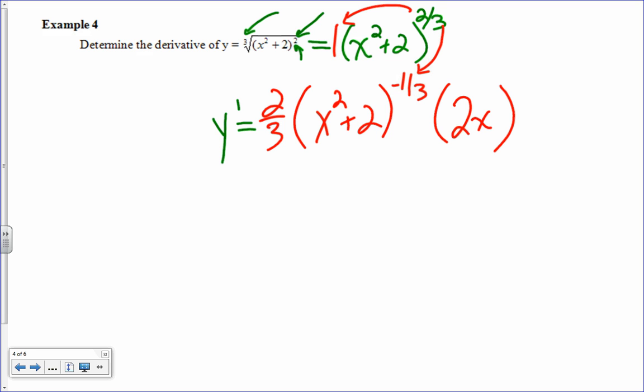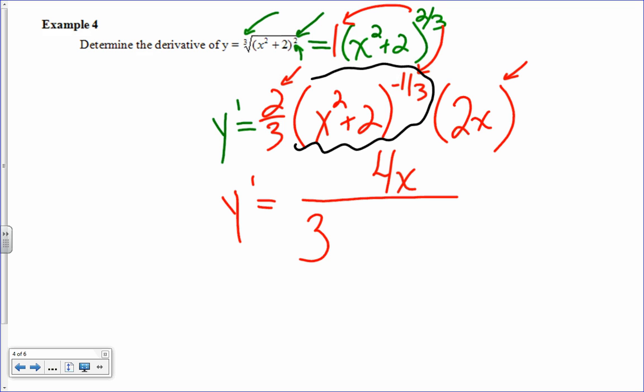This one might take a little bit more to clean up, but we know we got a fraction involved. So there's definitely a 2 on the top, along with a 2x, correct? So a 4x that's going to remain on top, a 3 that's going to stay on the bottom, and then all of this other stuff is going to be very good. Once I move it down there, it'd be a positive 1/3, right? So it'll be x squared plus 2 to the 1/3 power.